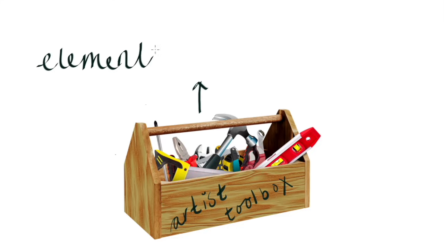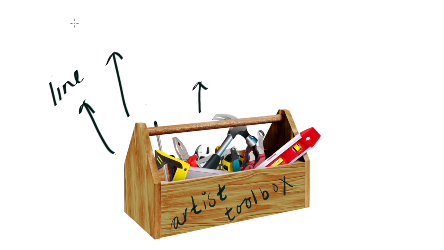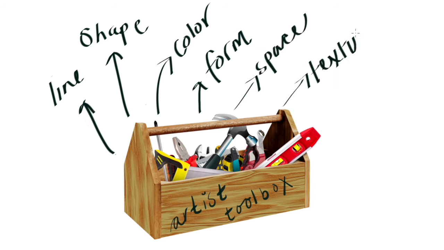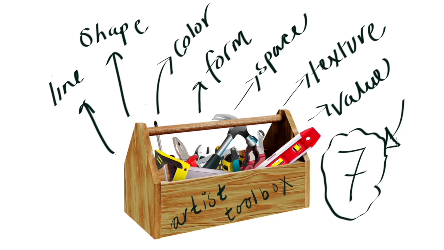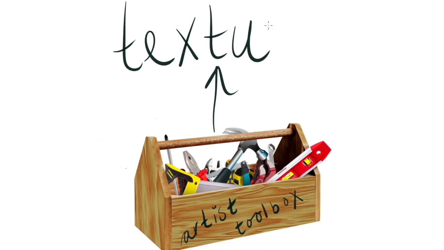Every artist has a toolbox. Inside this toolbox are the elements of art. There's line, shape, color, form, space, texture, and value. There's 7 total. This video is going to focus on the element of art called texture.